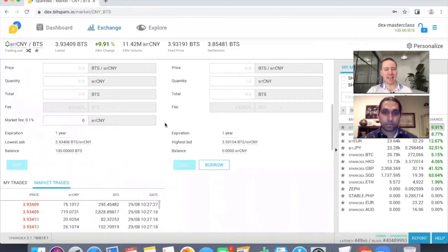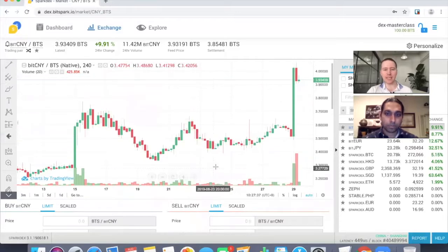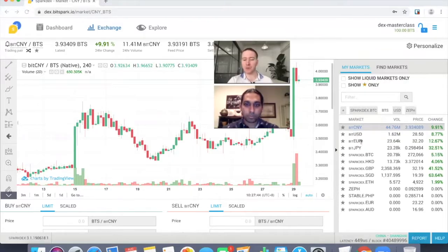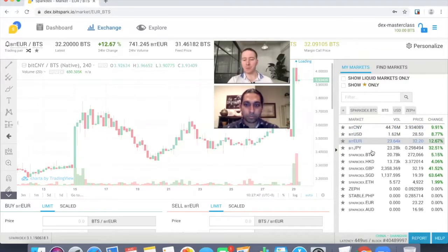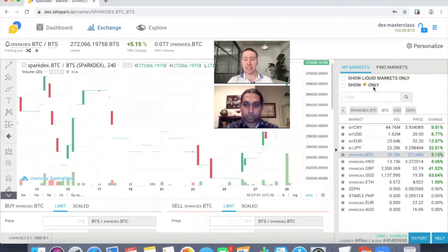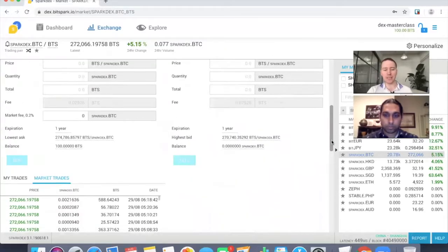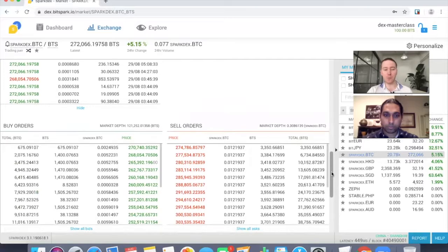But again, same situation here. This CMY coin is a stable coin pegged to the Chinese yuan, and you'll see down here we've also got some other options. Same with Bit Euro, Bit JPY, and a couple of others. But I might actually show you Sparkdex BTC. Sparkdex BTC obviously is a Bitcoin market, so essentially you can trade your BitShares for Bitcoin.